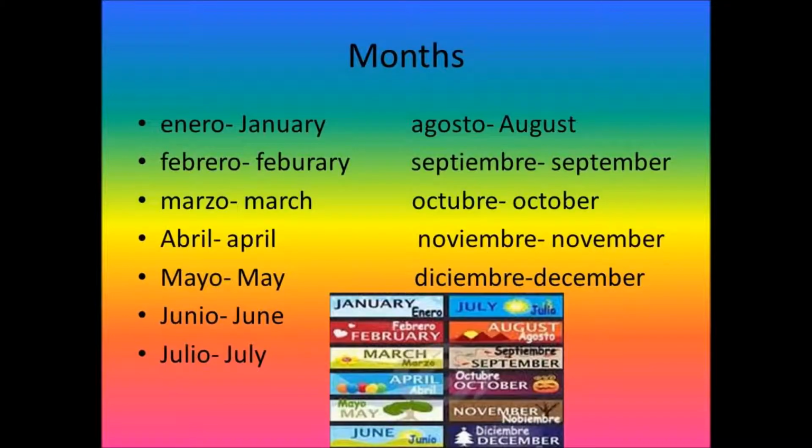Now let's learn the months. Enero, January. Febrero, February. Marzo, March. Abril, April. Mayo, May. Junio, June. Julio, July. Agosto, August. Septiembre, September. Octubre, October. Noviembre, November. Diciembre, December.